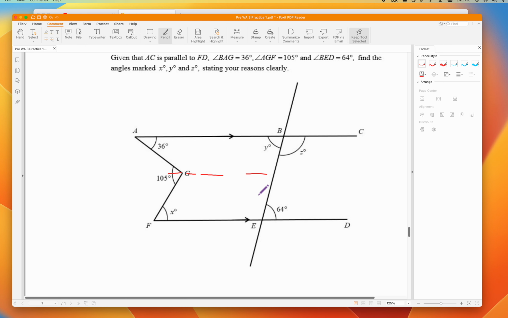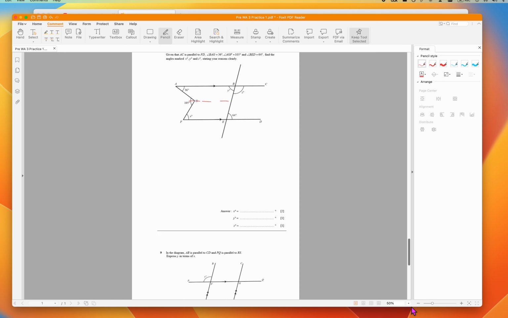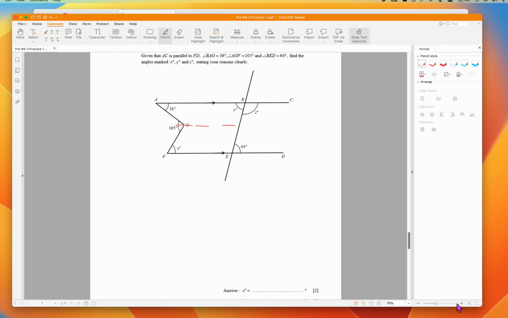No reason, penalize. How much? Penalize 1 mark. No reason. So this is only 4 marks. If you penalize 1 mark, that means 25% gone. Okay, so that's not worth it.